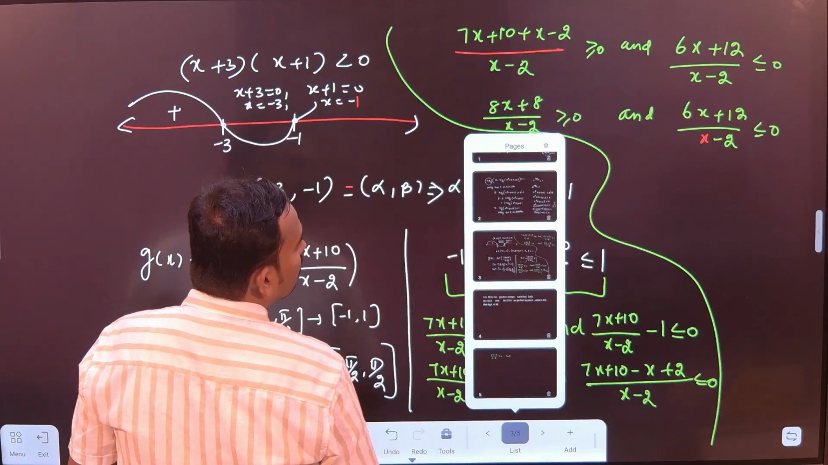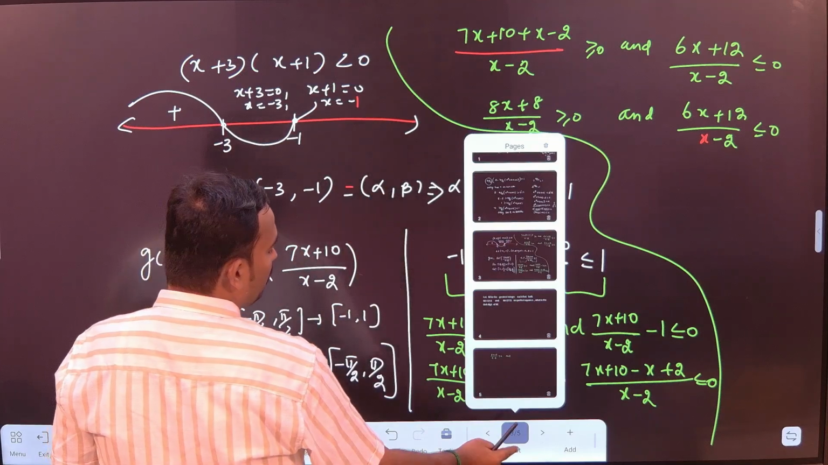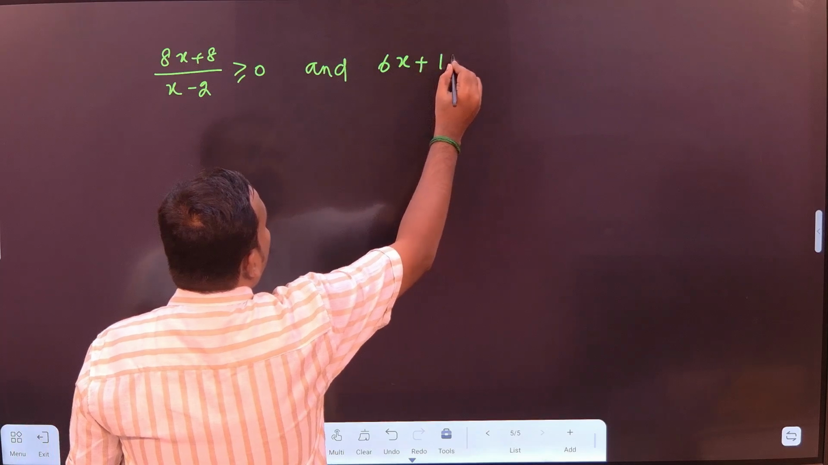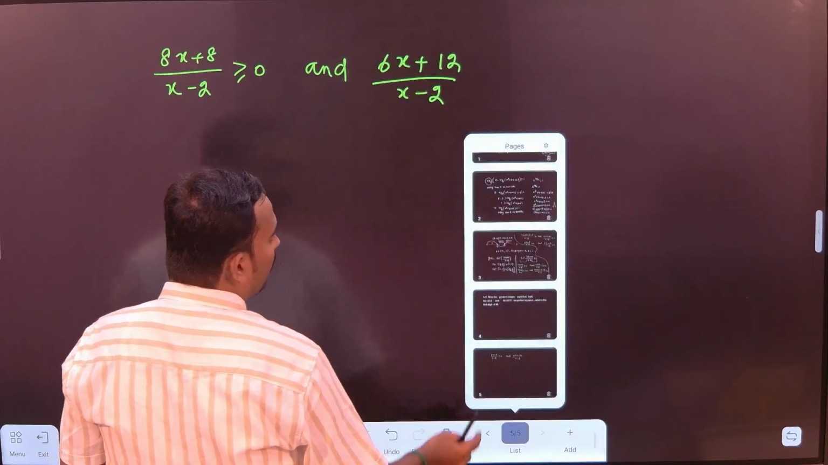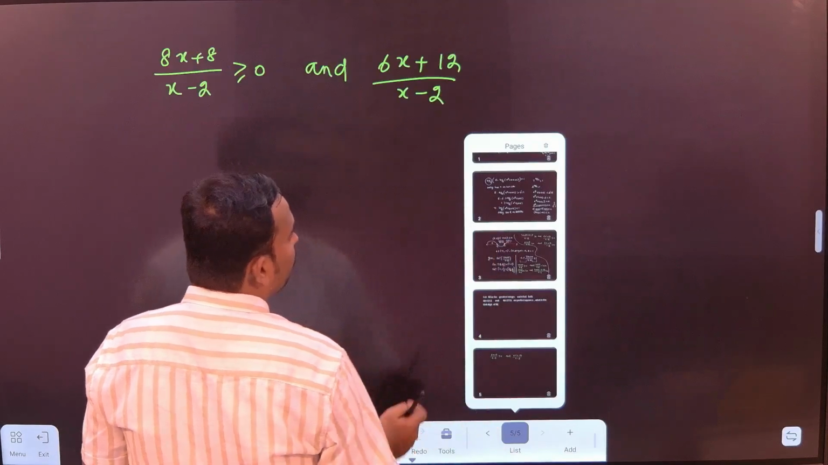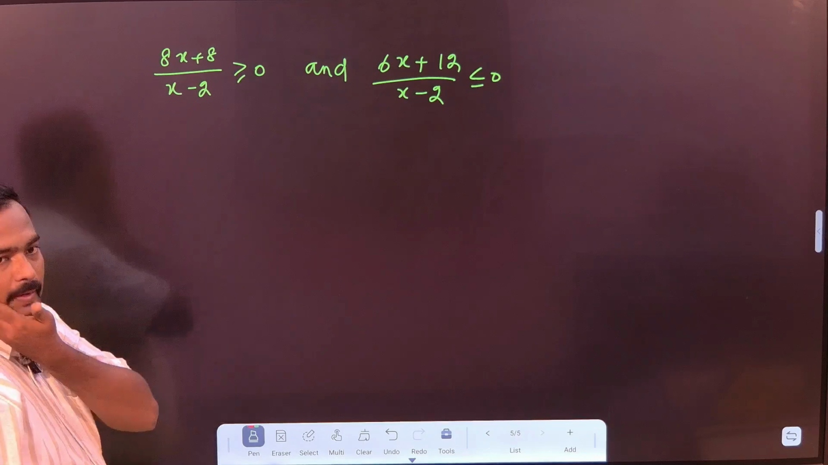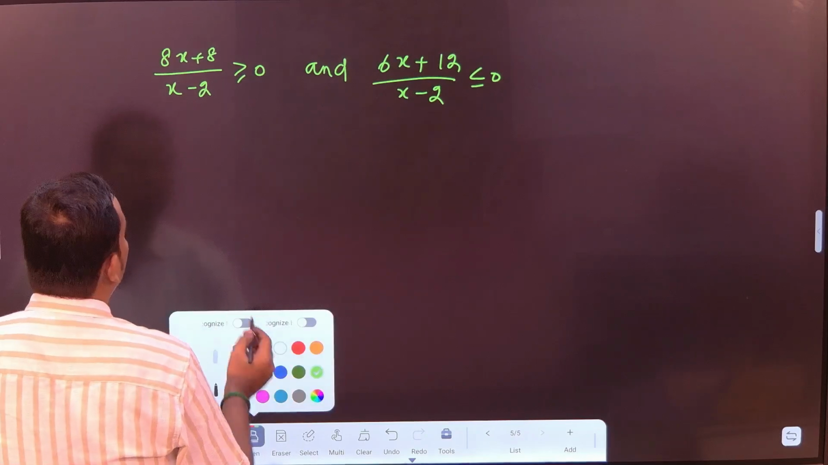Second one is (6x plus 12) divided by (x minus 2). This would be less than 0, this is greater than 0. Less than or equal to 0, this is greater than or equal to 0. Clear? Okay. Now you can solve this one quickly.